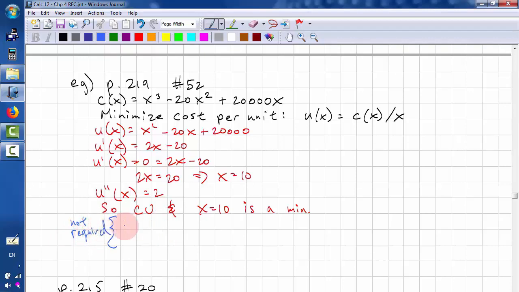If you needed the average cost, we need to plug it back into U. So we have 100. 10 squared is 100. Minus 20 times 10, that's 200. Plus 20,000. So the average cost is 19,900 per unit.